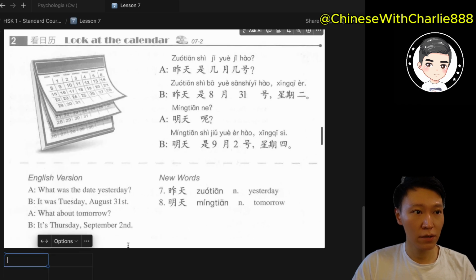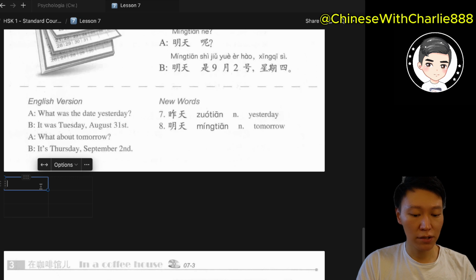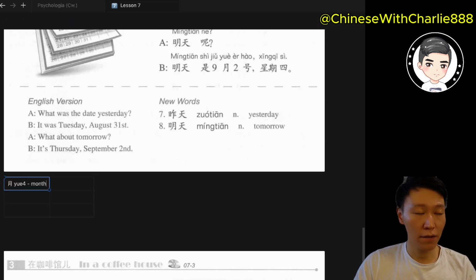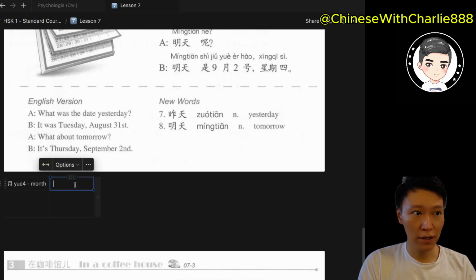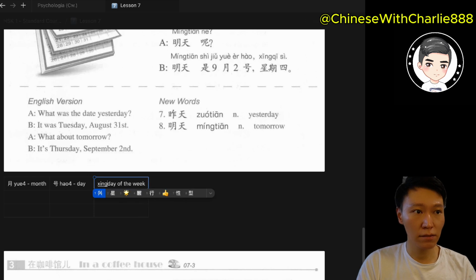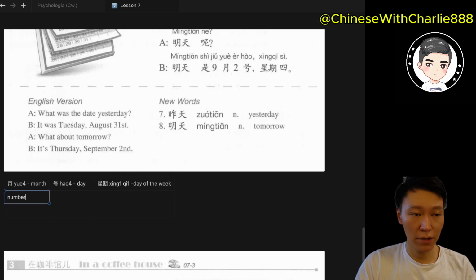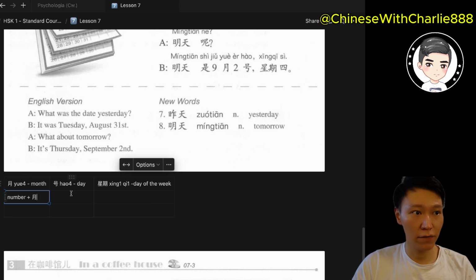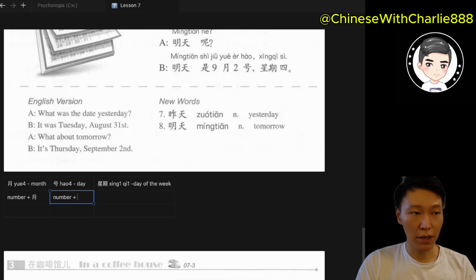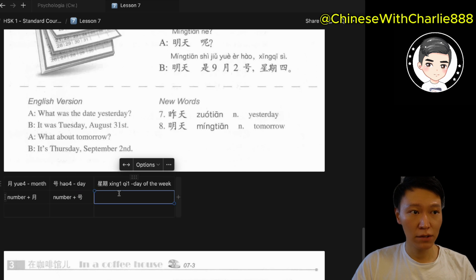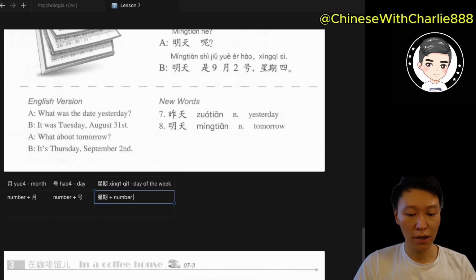It's a table here. We have different time units. The largest for now is 月. 月 means month. And then we have day, that is 号. And then we have day of the week, that is 星期. So how to form different month, different day, and different day of week. For month, we add number in front of 月. For day, we add number in front of 号. For week, we add number after 星期.